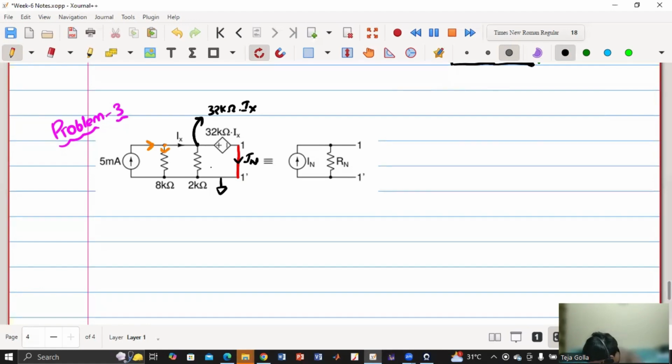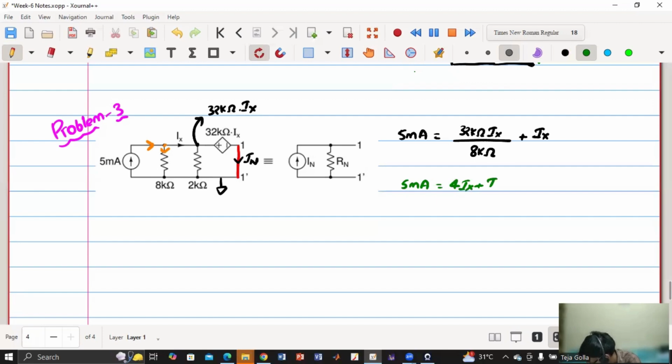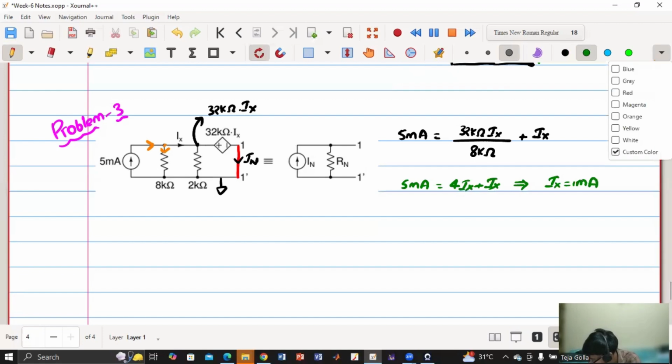So if we apply KCL, I'll get 5 milliamperes equals current leaving, which is that node voltage 32 kilo ohm Ix by the resistance 8 kilo ohm plus Ix. Agree? Because this node voltage is 32 kilo ohm Ix. So current entering equals current leaving. Yes, sir. So now you will get 5 milliampere equals 4Ix plus Ix, which means I'll be getting Ix as 1 milliampere. So with one equation only, I got the answer.